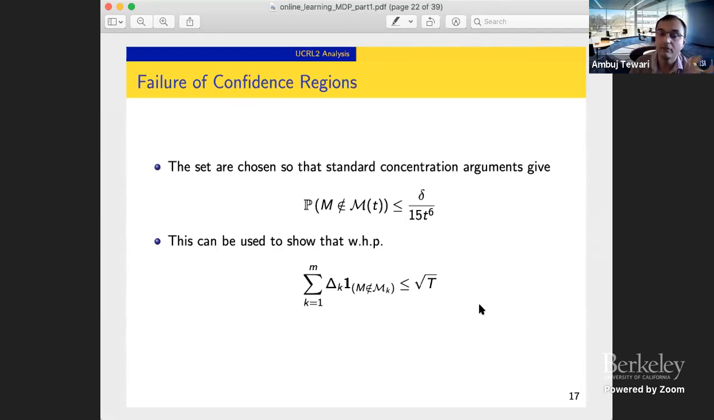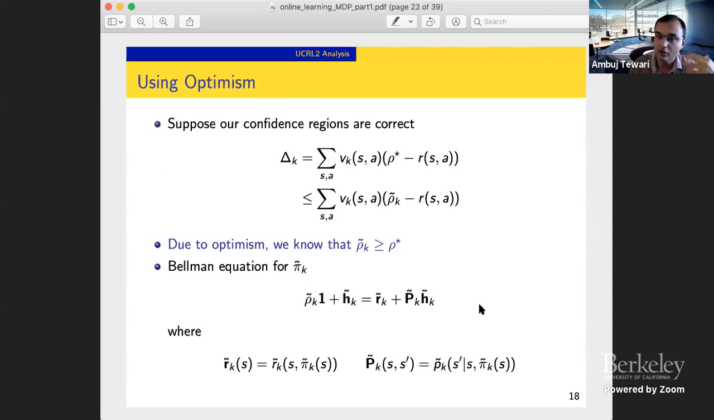The dominant term is, well, assume that your confidence regions were correct. What's the regret you incur in that case? Okay, so if my confidence intervals are correct, this possibly is conceptually the heart of the analysis, even though technically a lot has to come. But conceptually, I feel like this is the heart.